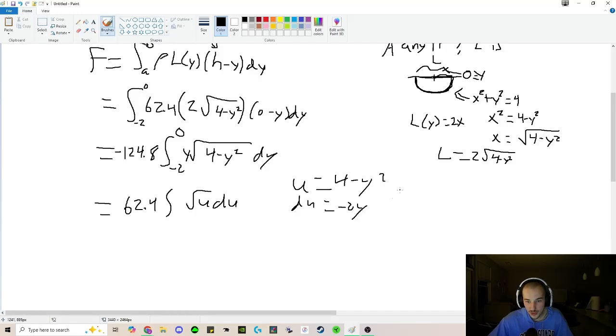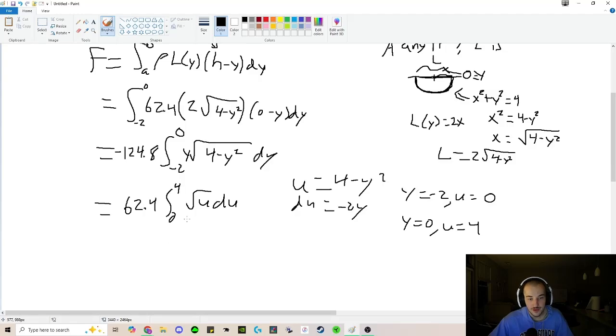When y equals negative 2, what is u? When y equals negative 2, u is going to be 0, because we plug in here and this gives us 0. Now when y is 0, what is u going to be? 4. So now we're integrating from 0 to 4.